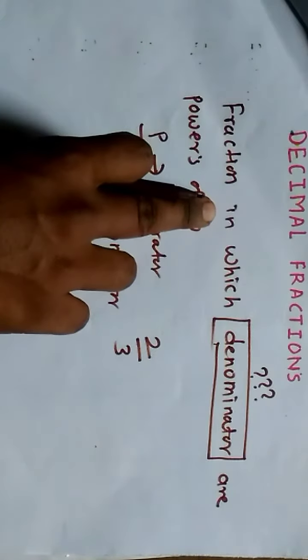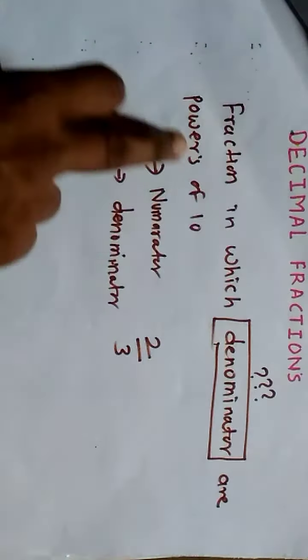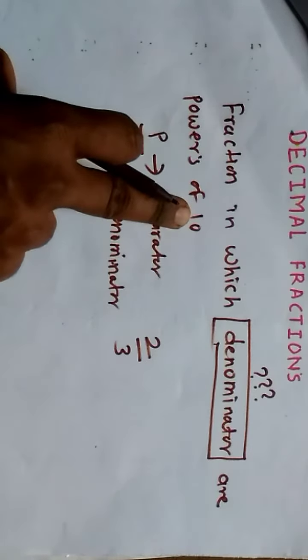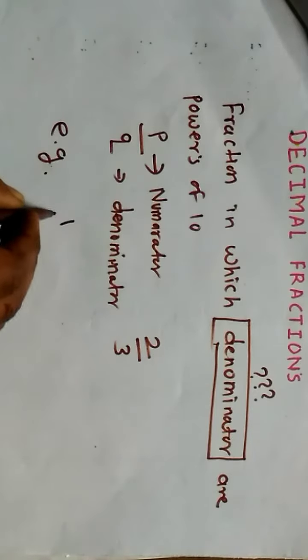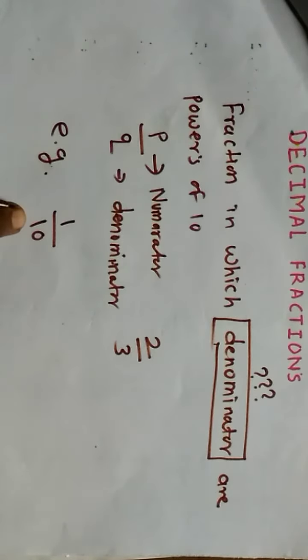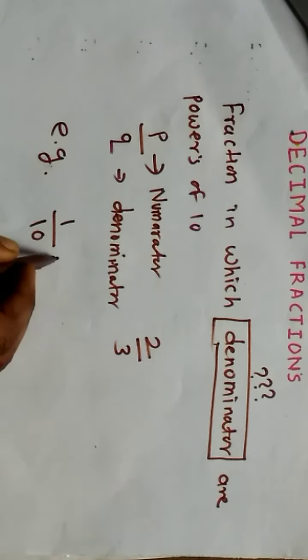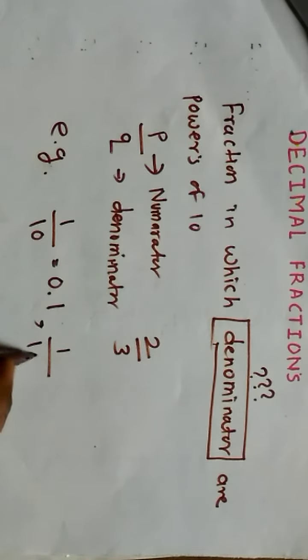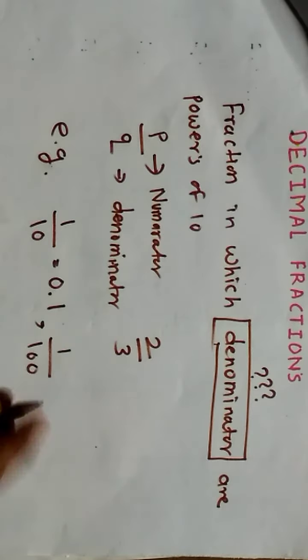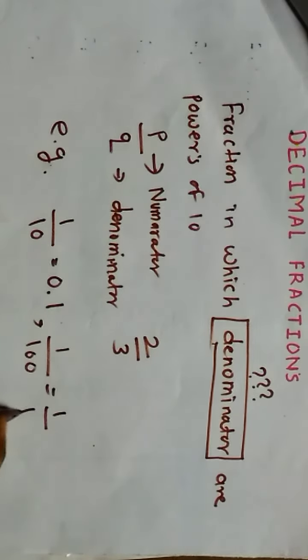A fraction in which the denominator is a power of 10. Suppose I take an example, 1 by 10. Here the denominator is in power of 10 form, 10 into 1. So this is equal to 0.1. Suppose I take the next example, 1 by 100. I can also write this as 10 raised to 2, yes, a power of 10.